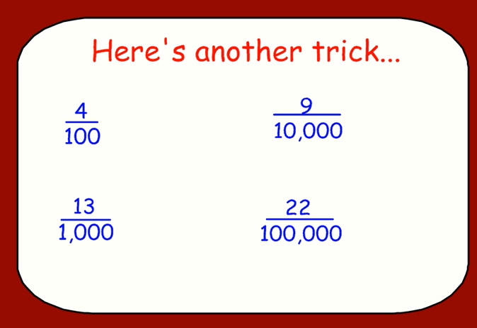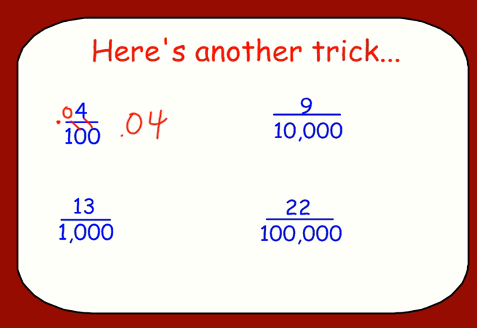Here's the trick. I'm going to draw a line from the 4 to that last 0. I'm going to bring this 0 up. I'm going to turn this 1 into a decimal. This would be 0.04 as a decimal, 4 hundredths.